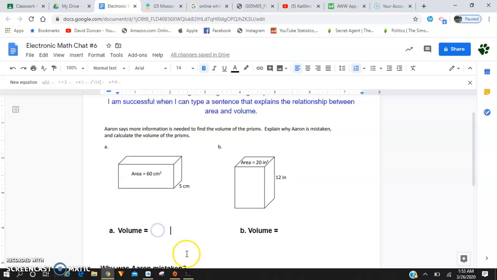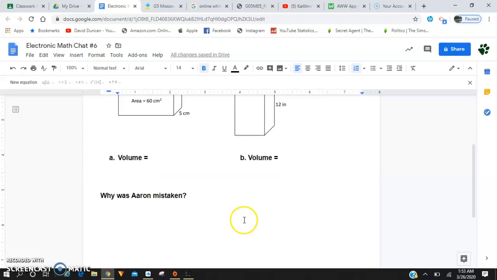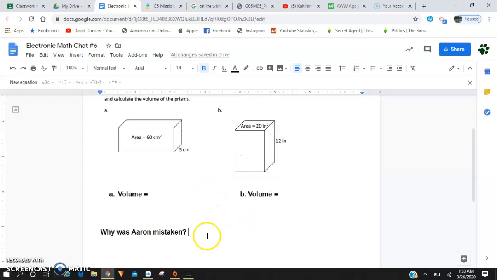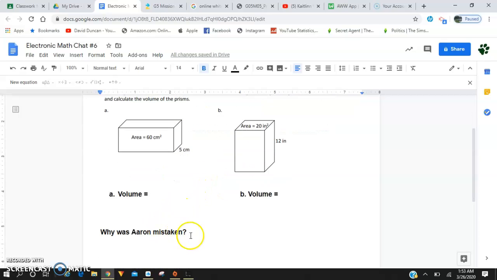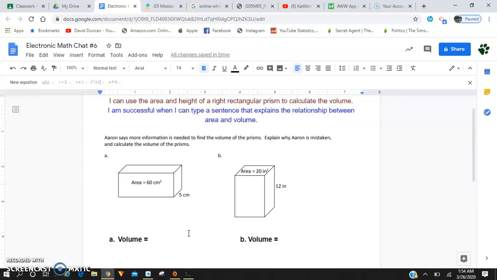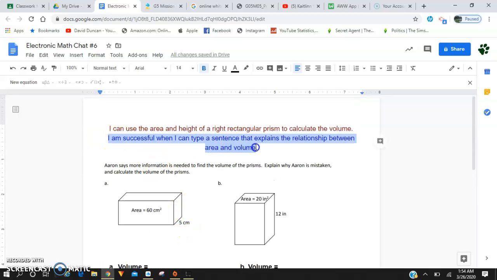I want you guys to type in the volume for the right rectangular prism here for A and for B here. Once you're done with that, then what I would like you to do is scroll down. Why was Aaron mistaken? Aaron said that we need more information to solve for volume. We do not need more. I want you to tell me why he was mistaken. And that goes with our success criteria for this electronic math chat.